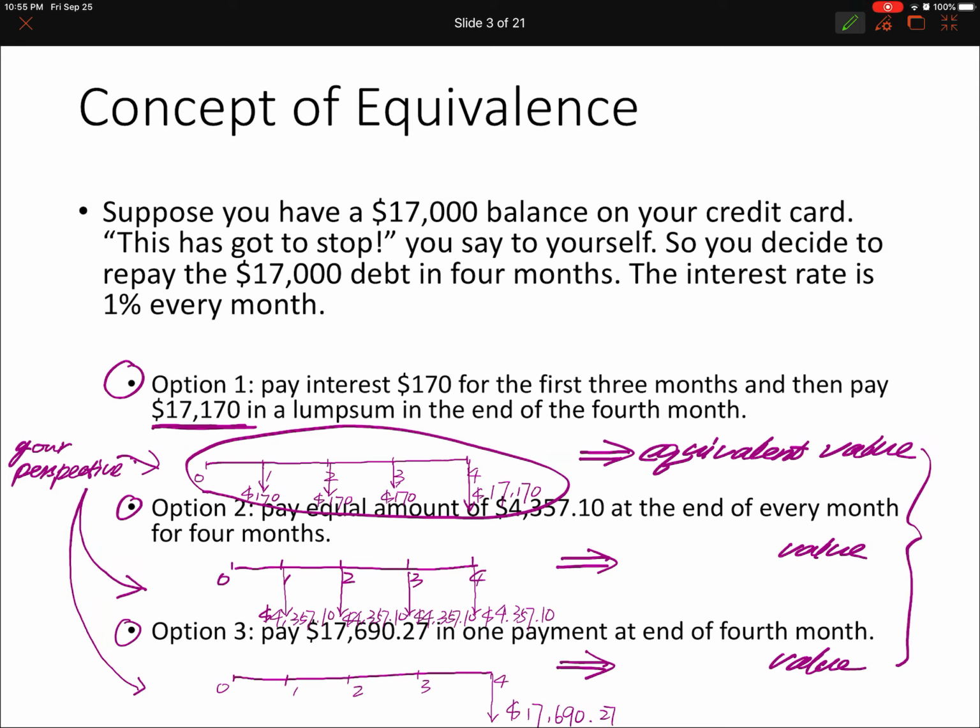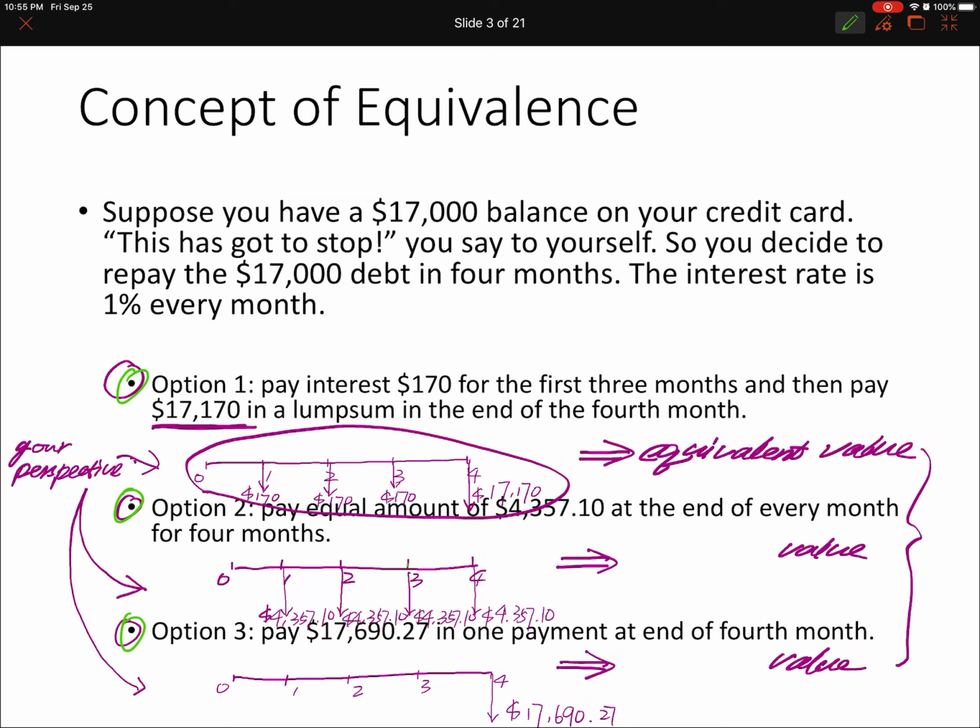Okay, so these three options, they are equivalent because they do the same thing. They pay off the 17,000 balance, which occurred at the beginning of the zero, that's at the beginning of the first month. Okay, so they do the same thing.